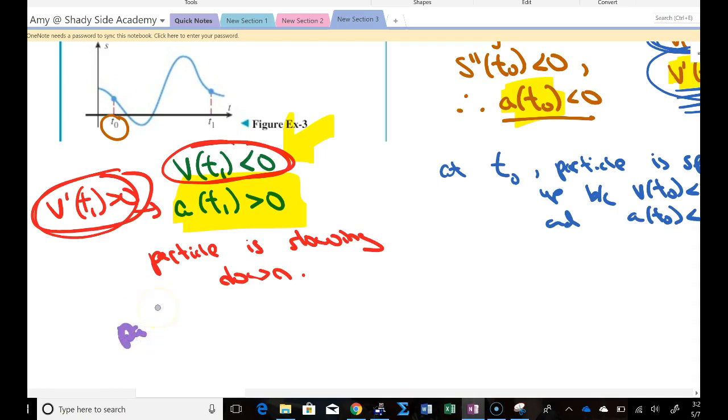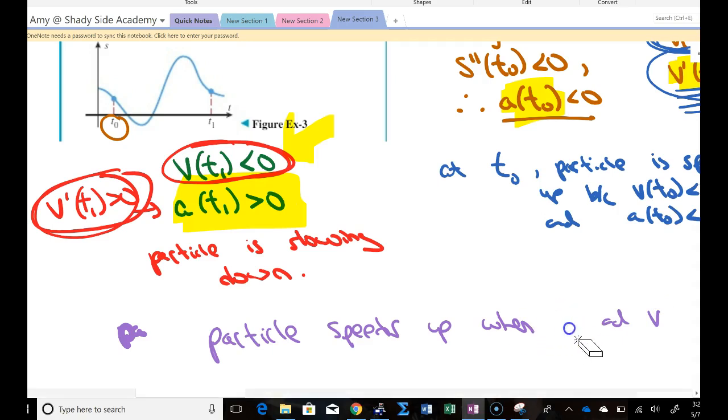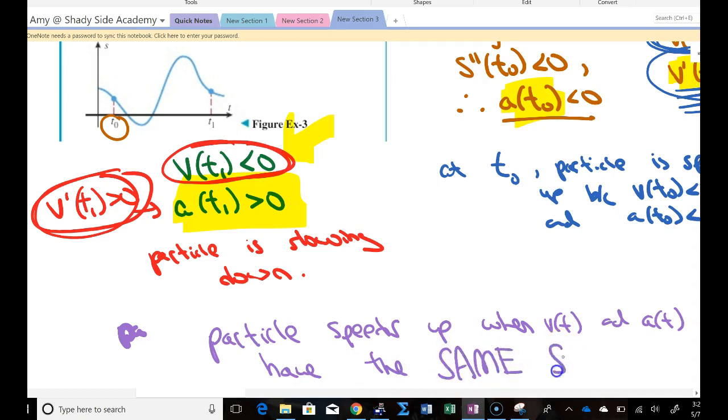Particle in rectilinear motion speeds up when V of t and A of t have the same sign, okay?